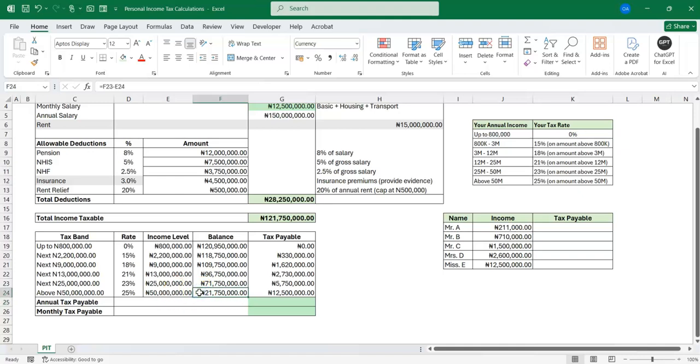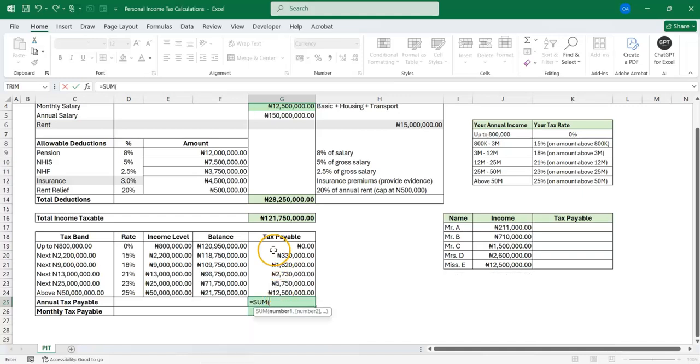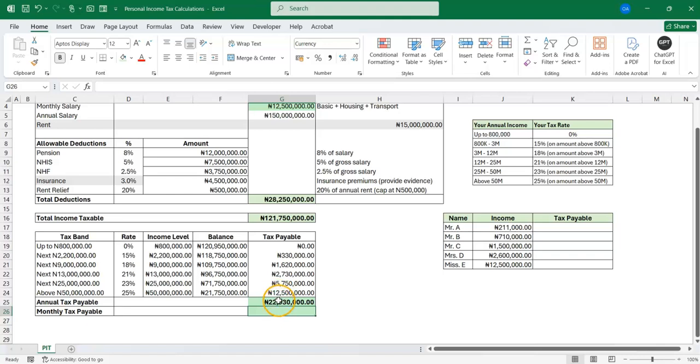So this balance, she's not going to pay any tax on it. We have already calculated it, so this one is out of it. So this is our tax liability, our annual tax liability. So let's just find the sum by saying equals to sum, and then we add all of this and press enter. So this is the annual tax liability.